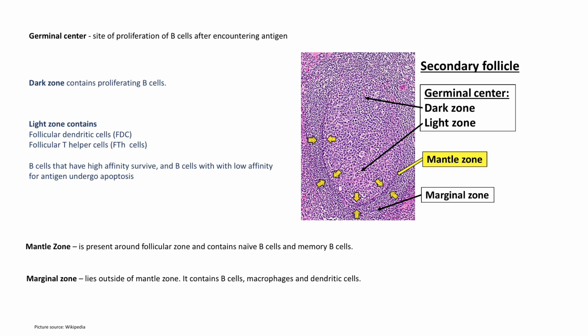Another characteristic of secondary follicle is presence of mantle zone and marginal zone. Proliferating B cells in germinal center result in formation of a dense rim of B lymphocytes around germinal center, and this is called mantle zone. There is a type of lymphoma called mantle cell lymphoma that results in expansion of mantle zone.